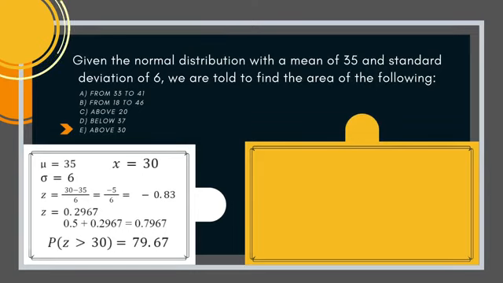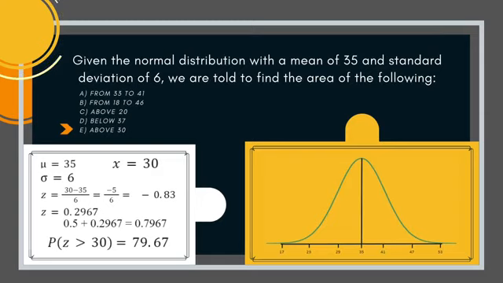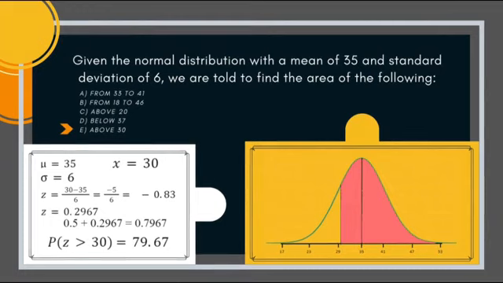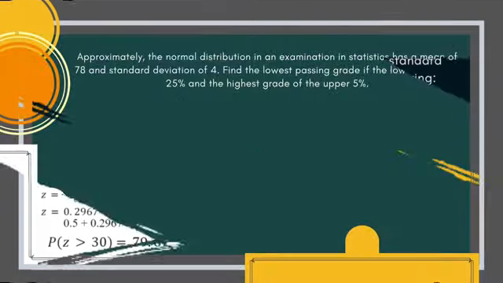Sa huling mga steps natin, gagawin na natin ang graph ng distribution. Using the same graph as the previous problems, our mean is still 35 and the standard deviation is 6. We need to find and mark the location of 30 in the values and then shade all the values on its right side to visualize the area of the values greater than 30. We can now clearly see the 79.67% probability of getting a value higher than 30.